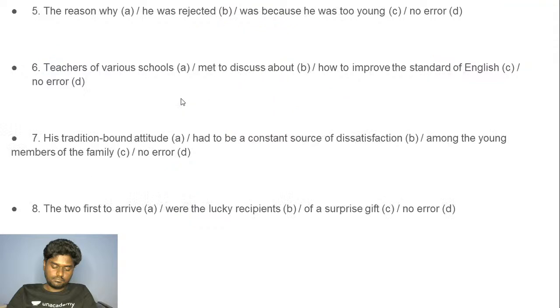Super. Come on. Next one. Quickly. Don't take too much time. We'll try to do it faster. Come on. Fifth one. What's going to be the right way? The reason why he was rejected was because he was too young.